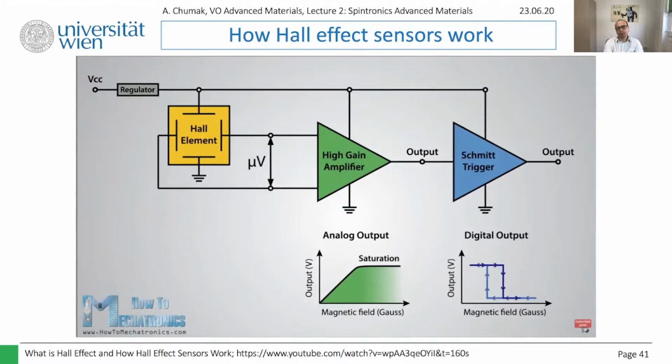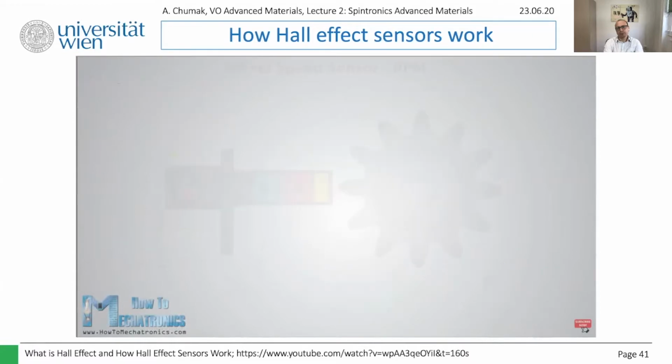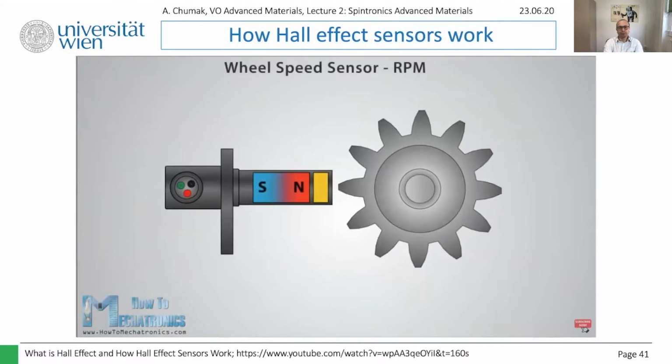They are often used as limit switches, for example in 3D printers and CNC machines, as well as for detection and positioning in industrial automation systems. Other contemporary applications of Hall effect sensors are measuring wheel speed or RPM, as well as determining the position of the crankshaft or camshaft in engine systems.